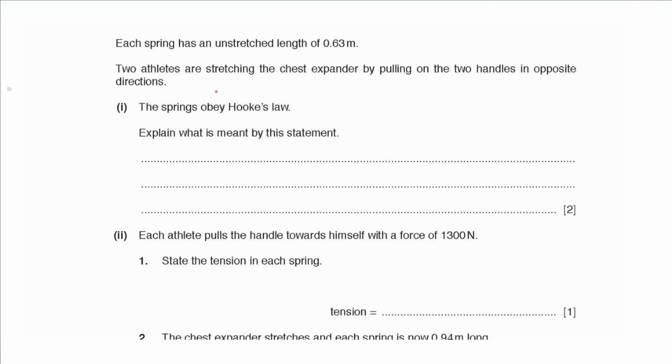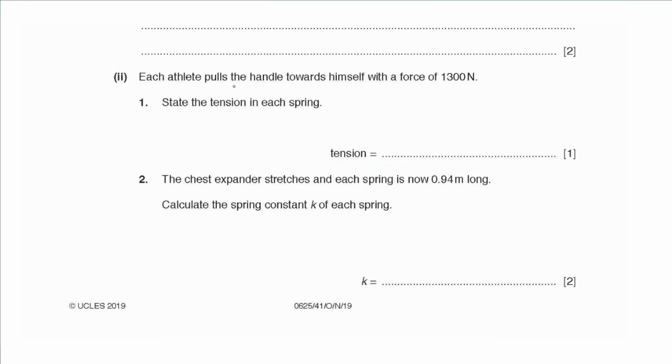I says the springs obey Hooke's law. Explain what is meant by this statement. We say that the force is proportional to the extension of the spring. II says each athlete pulls the handle towards himself with a force of 1,300 newtons. 1 says state the tension in each spring, and we have 5 springs, so the force will be divided by 5. So each one will have 260 newtons in it.